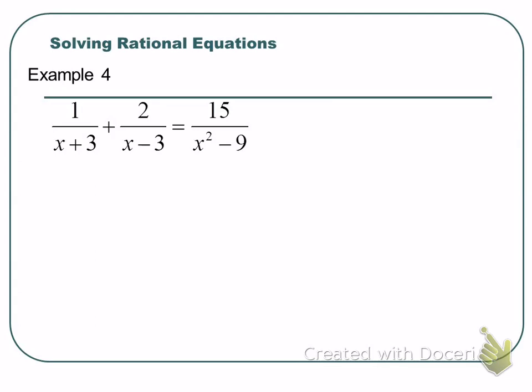1 over x plus 3 plus 2 over x minus 3 equals 15 over x squared minus 9.